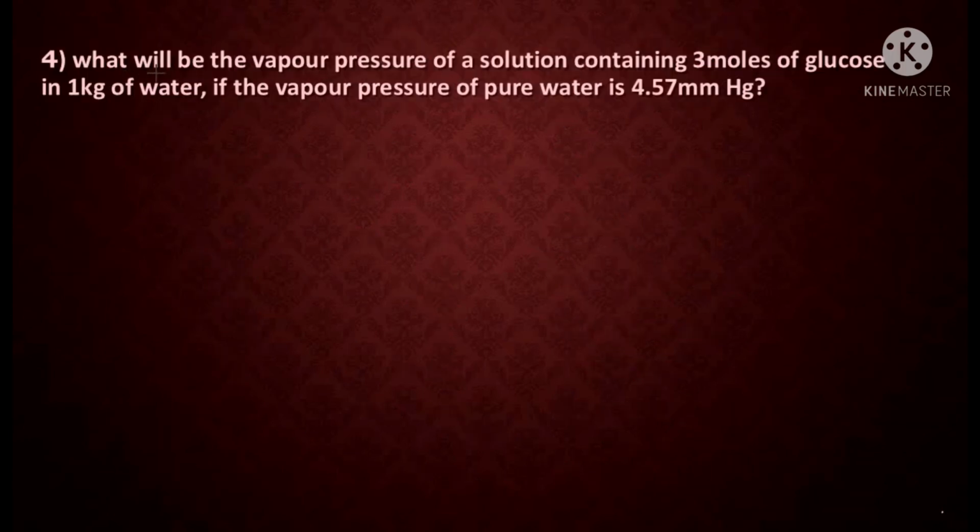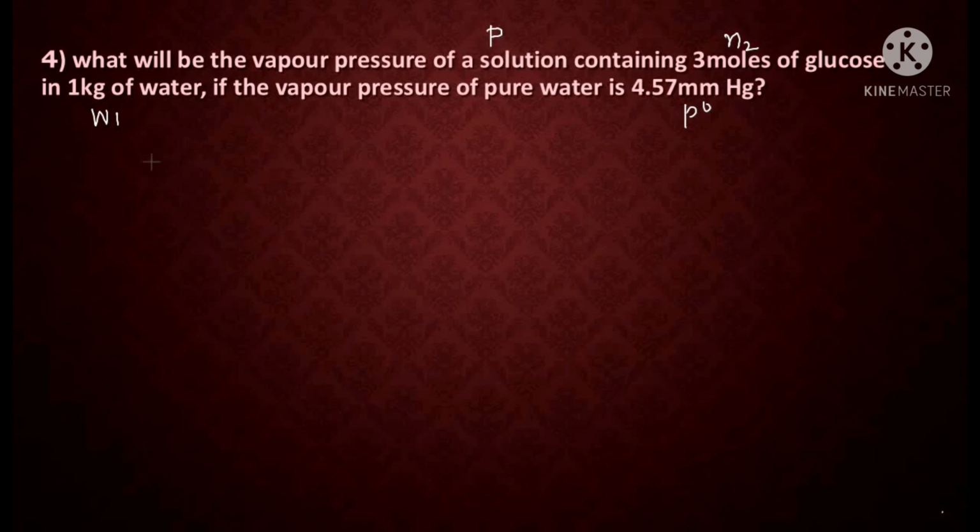Read the problem, students. What will be the vapor pressure of a solution containing 3 moles of glucose in 1 kilogram of water if the vapor pressure of pure water is 4.57 mmHg? See here, the vapor pressure, that is the P0 value, is given. And 1 kilogram of water, that is W1, is also given. And then the number of moles, that is N2, is also given. You are asked to calculate the vapor pressure of the solution, so they are asking you to calculate the P value.